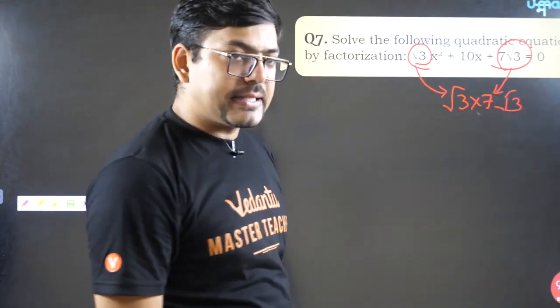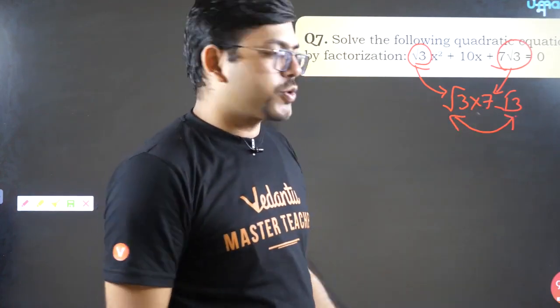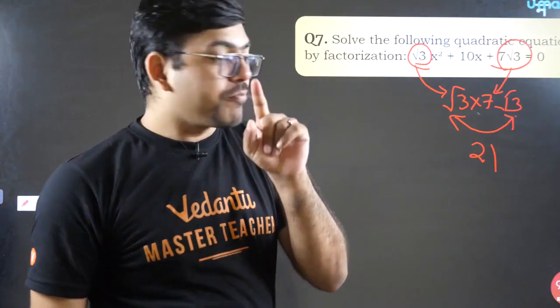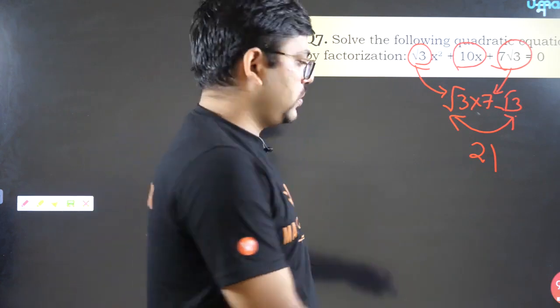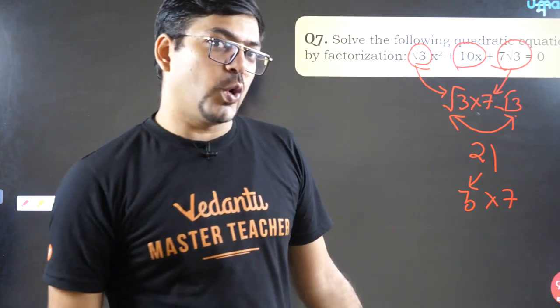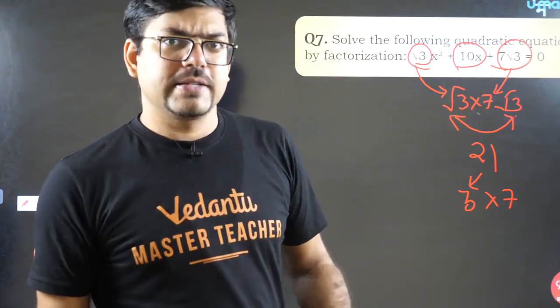Once you multiply this, it will be root 3 into root 3, that is 3, and then 7 into 3, that is 21. So you will be getting 21. 21 has to be broken into two parts such that you should get the middle term. So 21 is already broken into two parts, that is 3 into 7, isn't it? This is what we got also. 3 and 7 can actually make 10. 3x plus 7x, pretty simple.